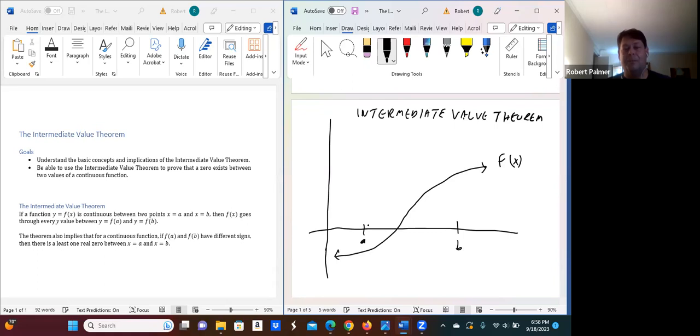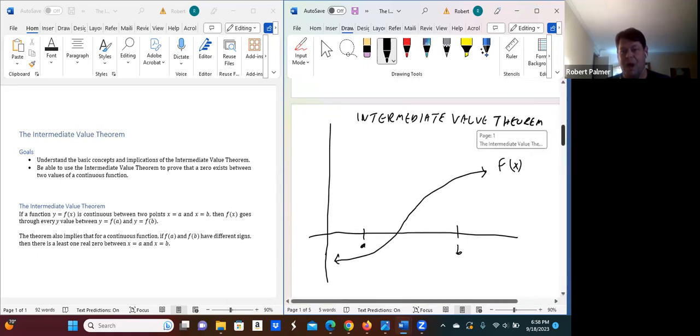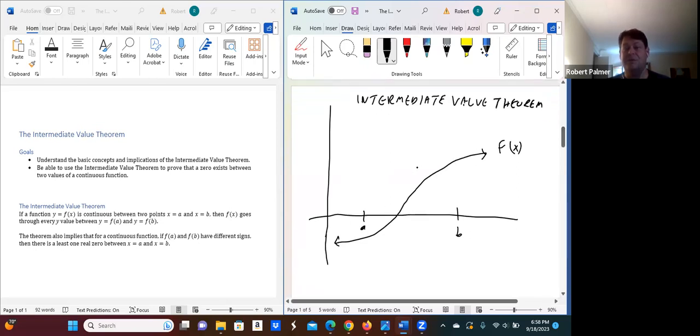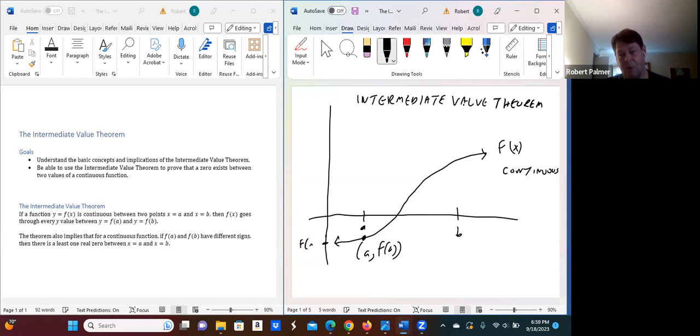Now, if you think about these y values, once again, this is a continuous function. Think about this point right here on the graph, where the coordinates are A and f of A. f of A is our y value right here. And then this point here on the graph has coordinates B and f of B, and f of B is the y value right here. So what the intermediate value theorem says is, if I have a function that's continuous between these two points, A and B, and once again, continuous is the key, then f of x goes between, or takes on, every value between f of A and f of B.